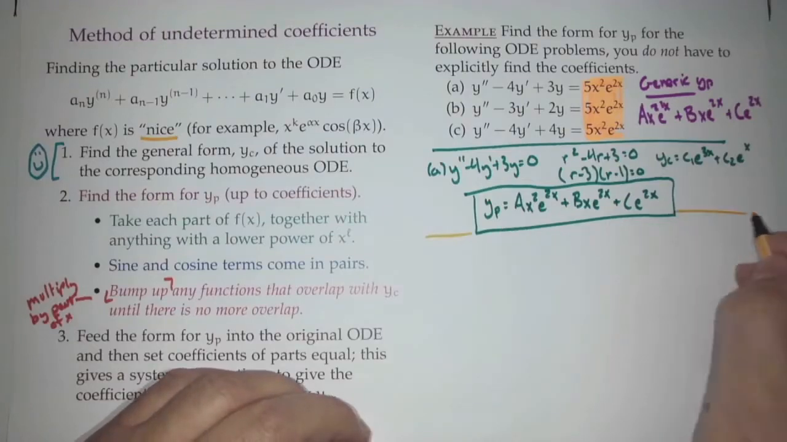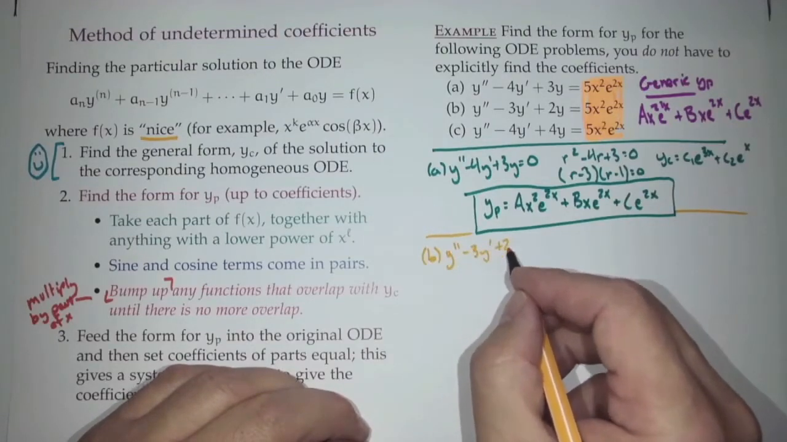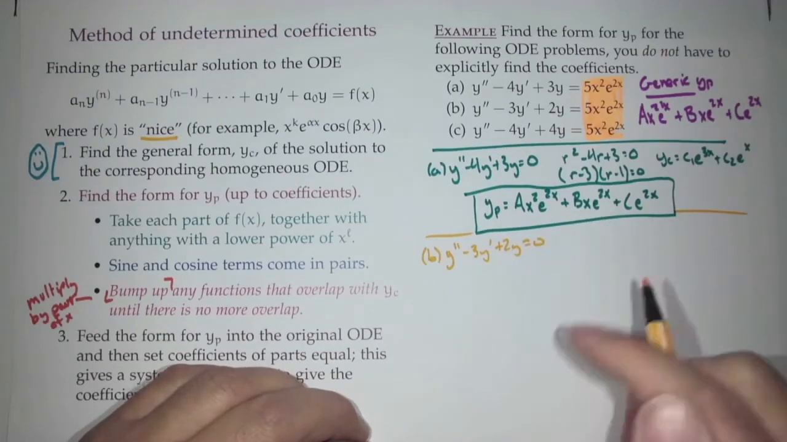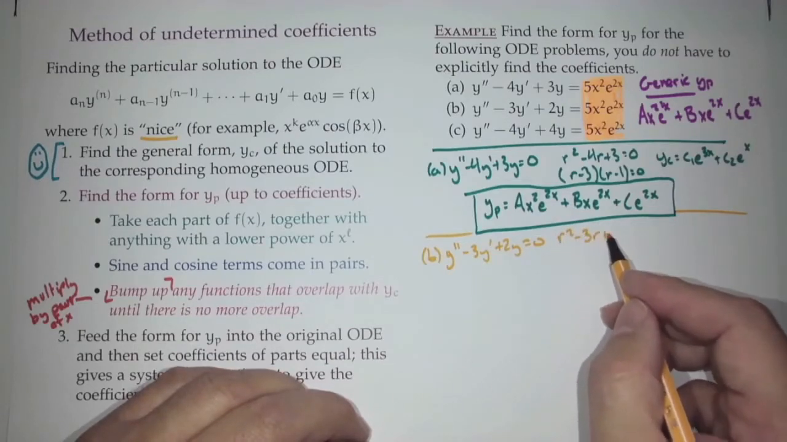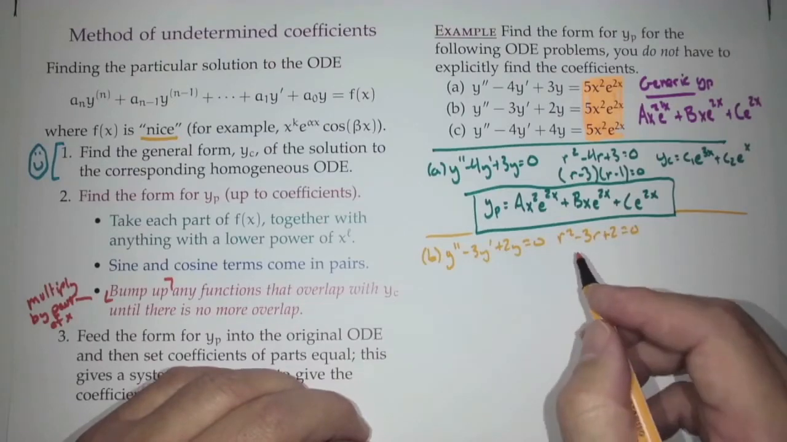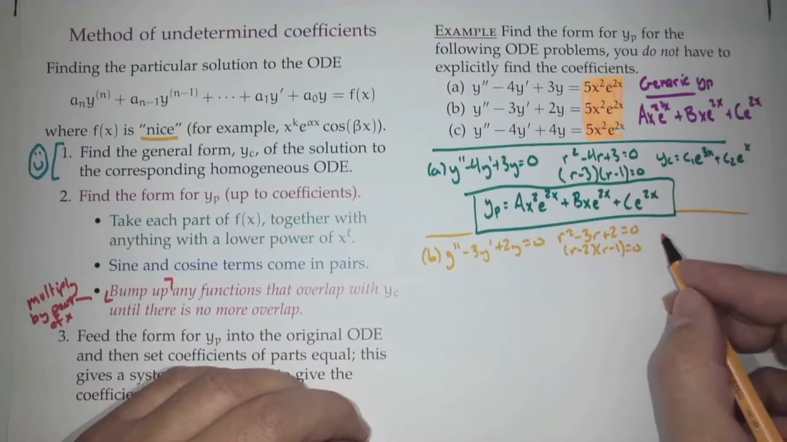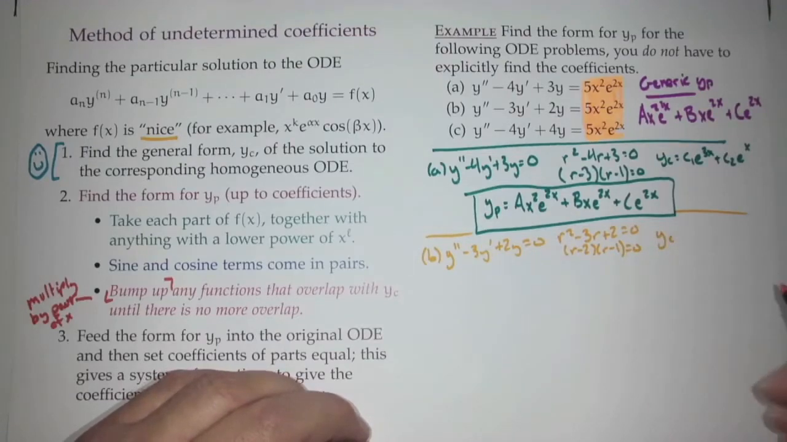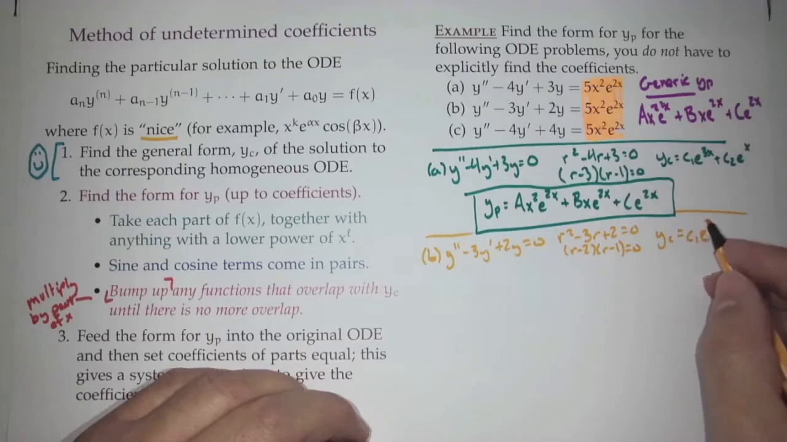Now, part B. We have y double prime minus 3y prime plus 2y equals 0. In terms of r, that becomes r squared minus 3r plus 2 equals 0. Does that factor? Yes: r minus 2, r minus 1. So what does our complementary solution look like? C1 e to the 2x, because you have a root of 2, and C2 e to the x, because you have a root of 1.